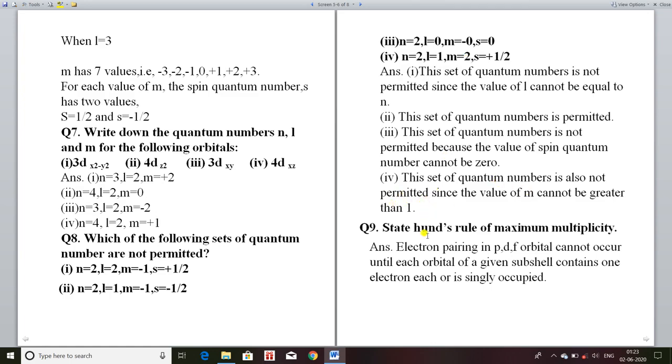Next question, state Hund's rule of maximum multiplicity. Electron pairing in p, d, f orbitals cannot occur until each orbital of a given subshell contains one electron each, or is singly occupied.